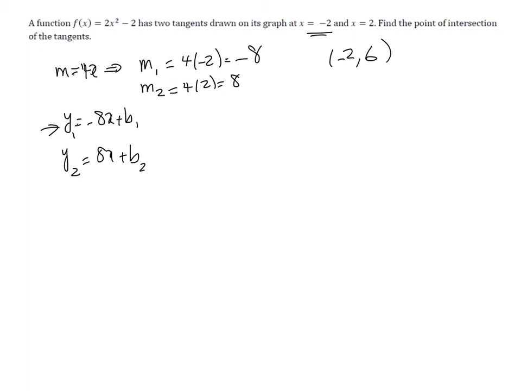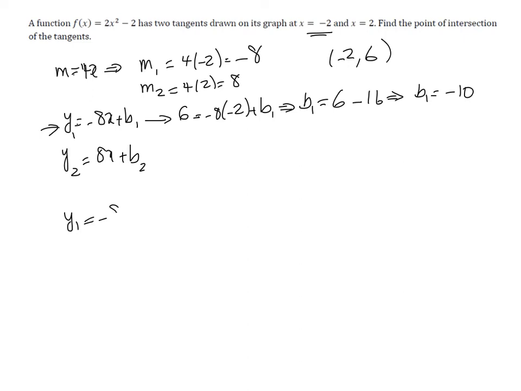So I know it goes through the point (-2, 6), so from here I get 6 is -8 times -2 plus b1. So from here I get b1 is 6. -2 times -8 is 16. Goes to the left, becomes -16. So b1 is equal to -10. So the first equation becomes y1 = -8x - 10.